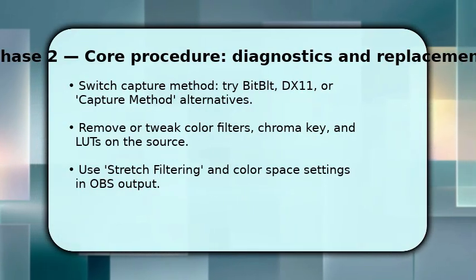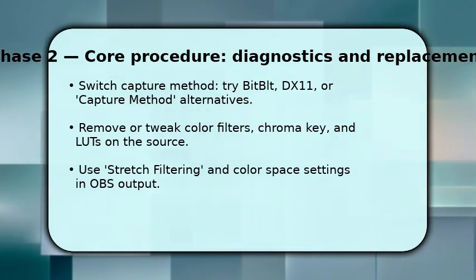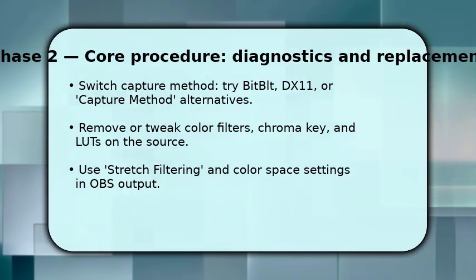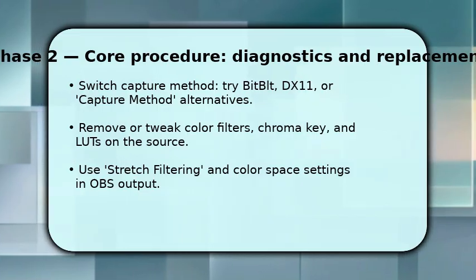Next, make precise configuration changes to remove the yellow outline. Change the capture method in Properties. For display capture, toggle BitBlt versus DX11, or for window capture, test different modes. This often stops border artifacts.